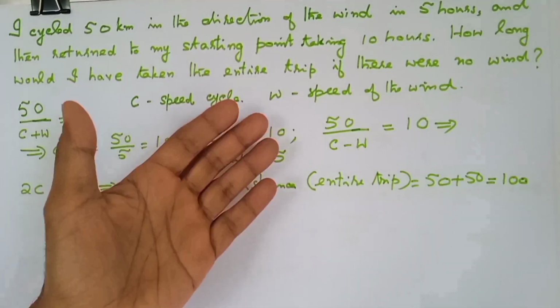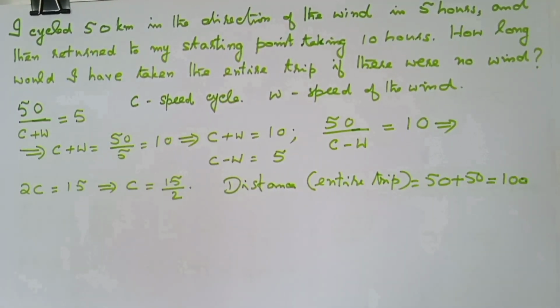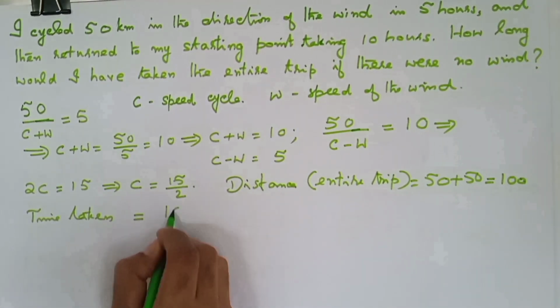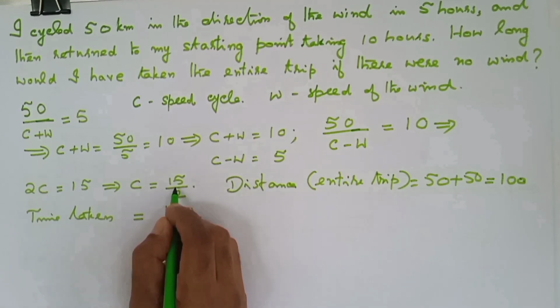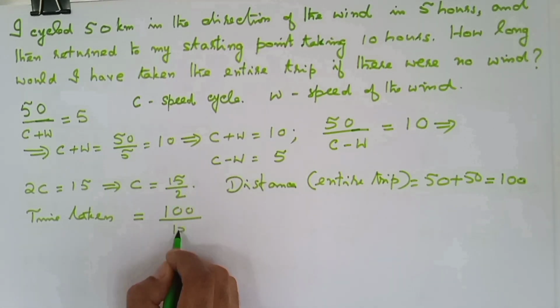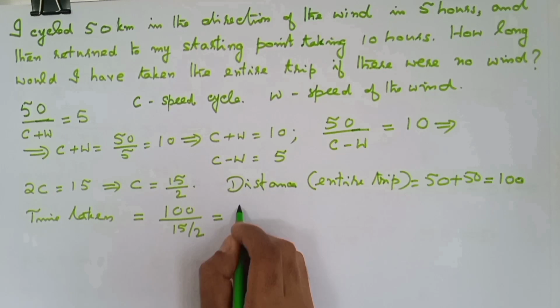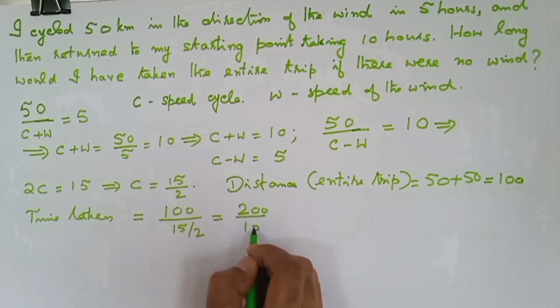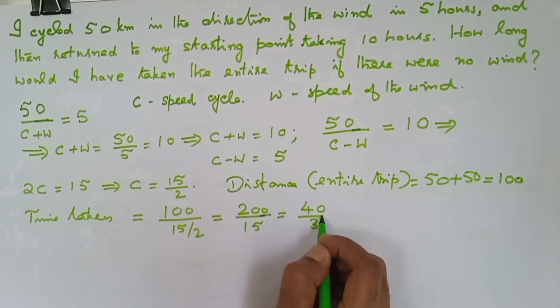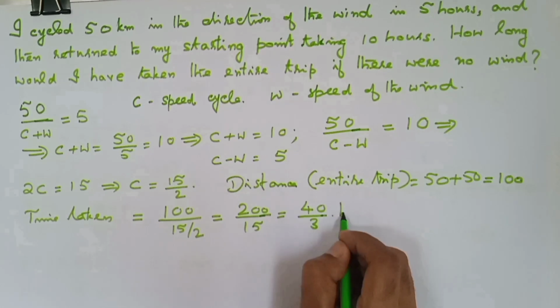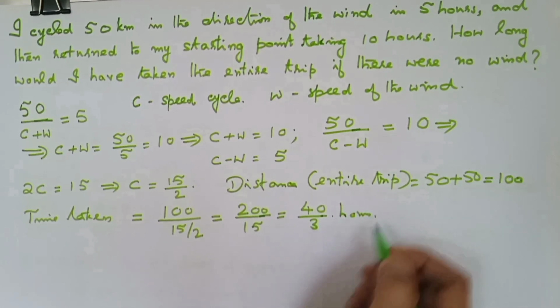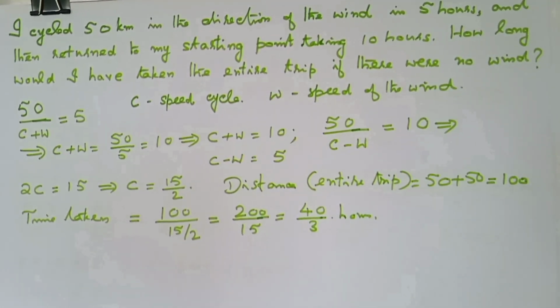Now they say there is no wind. That means he is going at his own speed, which is found to be C. Distance for the entire trip is found to be 100, and this is the speed at which he is moving. So it will be 200 by 15, which is 40 by 3. So many hours is the time taken for the entire trip.